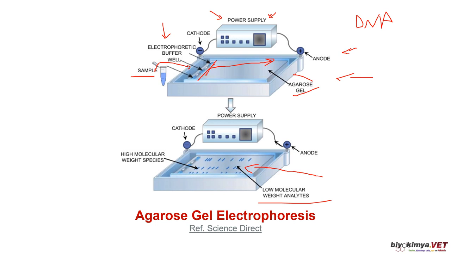After electrophoresis, the gel is stained with a dye that binds to DNA or RNA. And the stained bands of DNA or RNA appear as distinct horizontal lines on the gel, as seen here, horizontal lines. The position and separation of these bands provide information about the sizes of the nucleic acid fragments.